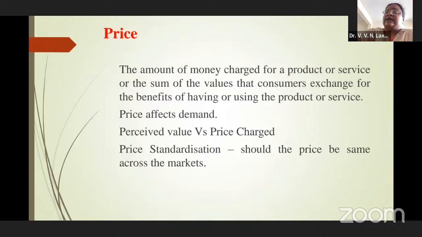And the sensitivity of people towards the price depends upon the perceived value of the people. That is, it is not the money that is charged that is important. What is important is whether the potential customer is thinking that the price that is put up for that product is high or less. That decides whether the customer comes to the company or he or she does not come to the company.